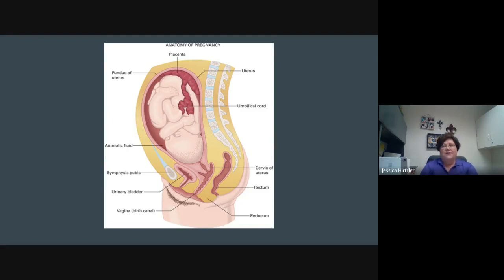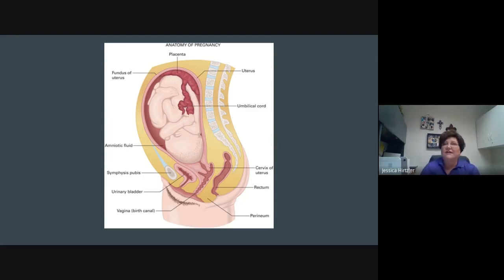A couple of words you need to be familiar with is gravida and para. Gravida is how many times the patient has been pregnant, regardless of miscarriages or abortions. Para is how many births she has encountered. How many children has she delivered? Okay, so if she had a stillbirth or if she had multiples in one pregnancy, you would count those individually when you are recording para.